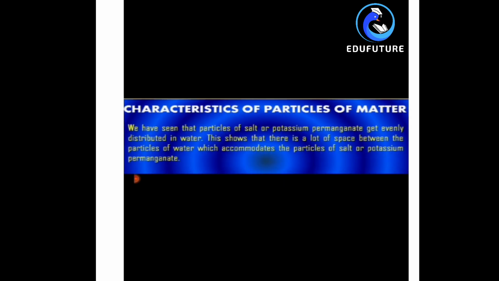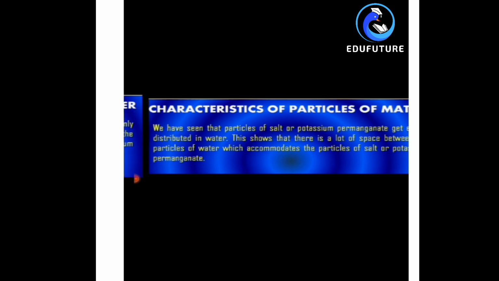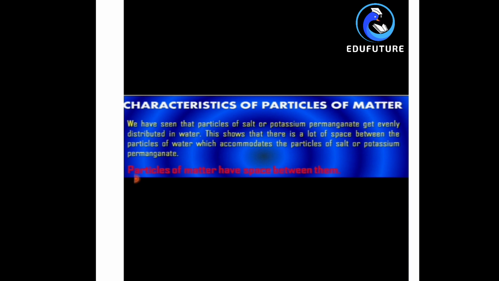Characteristics of particles of matter. We have seen that particles of salt or potassium permanganate get evenly distributed in water. This shows that there is a lot of space between the particles of water, which accommodates the particles of salt or potassium permanganate. So this is the characteristic of particles of matter, that when you dissolve salt or potassium permanganate, it automatically tries to adjust in the spaces of water. So this shows particles of matter have space between them.